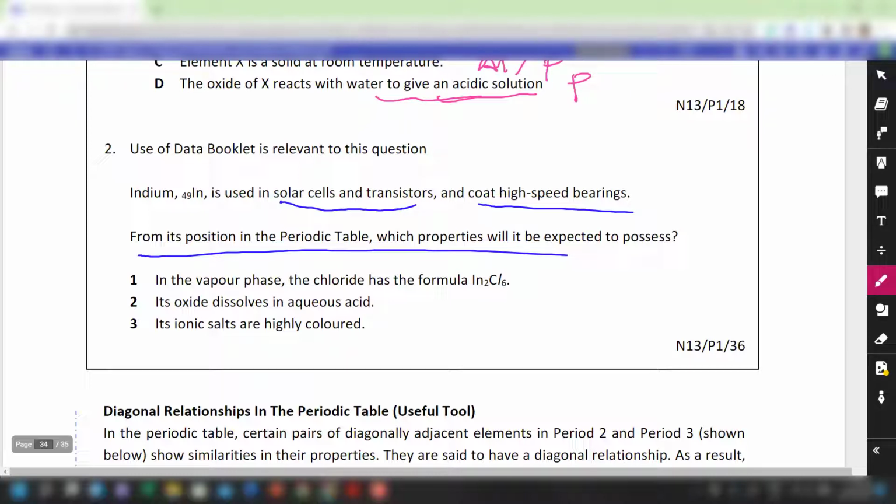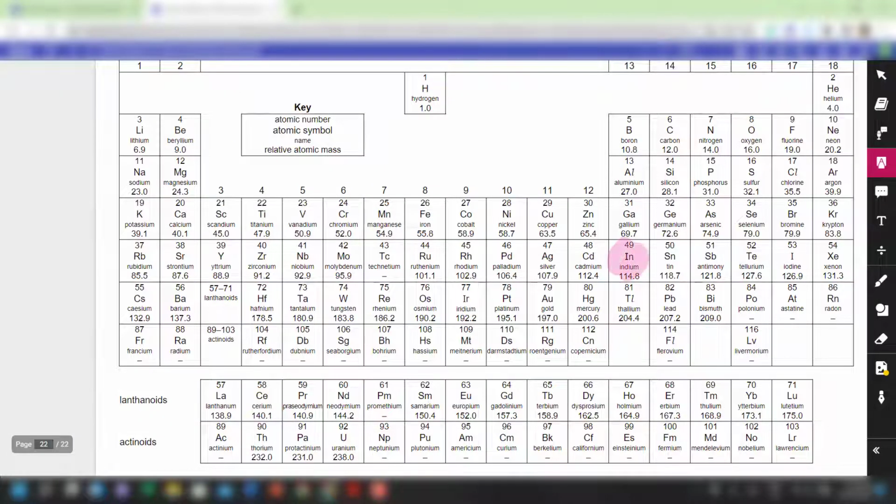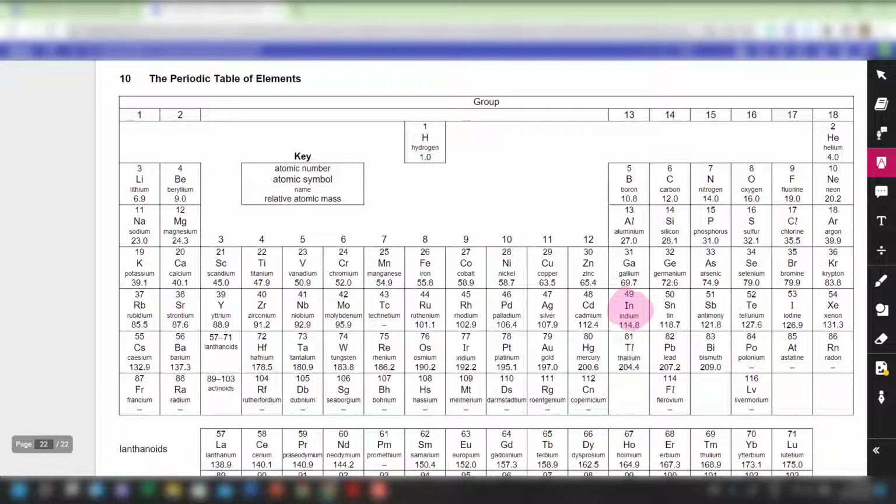So let us take a look at the data booklet right now. So indium is over here. The question tells us that from its position in the periodic table, which property will we expect it to possess? You notice that indium is in group 13, and do take note that it is in the same group as aluminium.